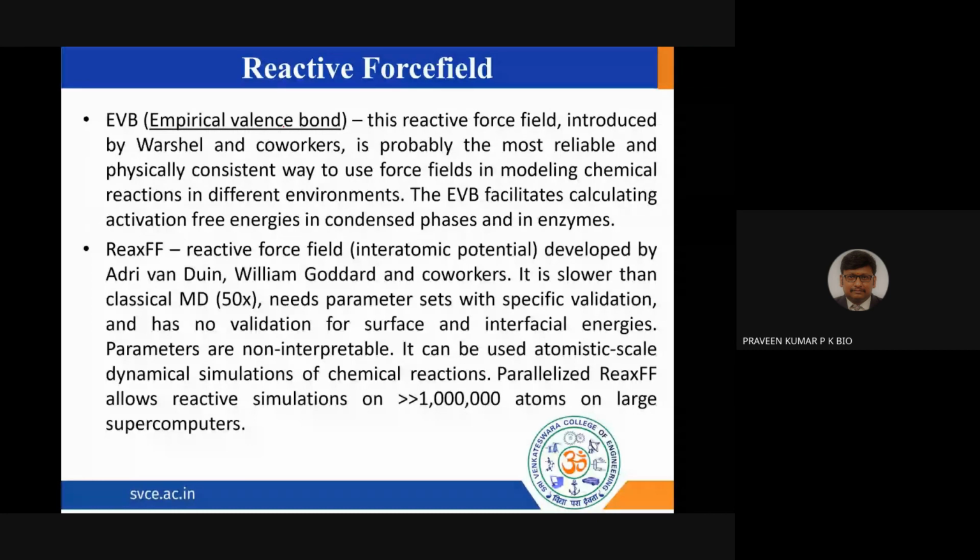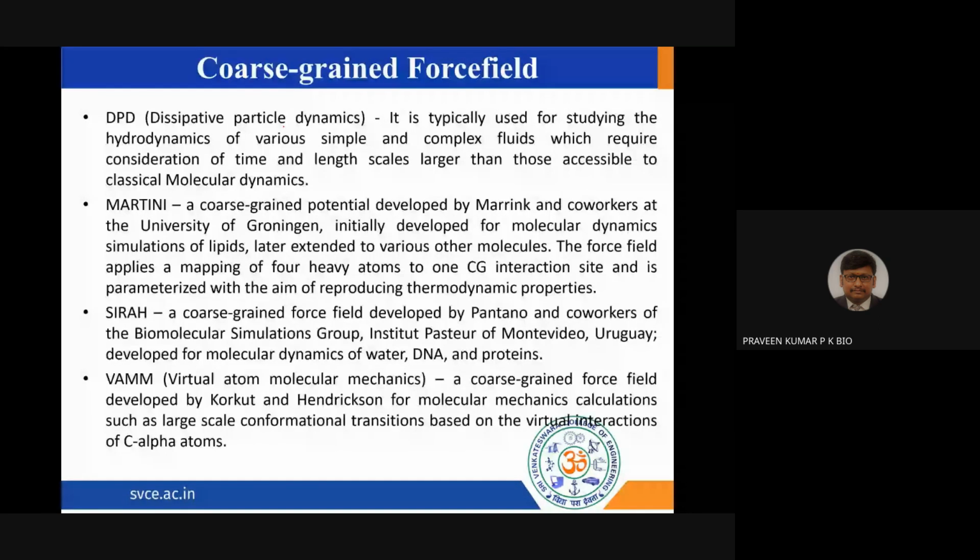Example, enzyme substrate. If the enzyme is interacting with the substrate, an enzyme-substrate intermediate complex is formed. Not only that, later you can get the product. The enzyme is released separately, and the product is released separately. So under that, you can find that some kind of reaction has happened. For this, you can use EVB, empirical valence bond.